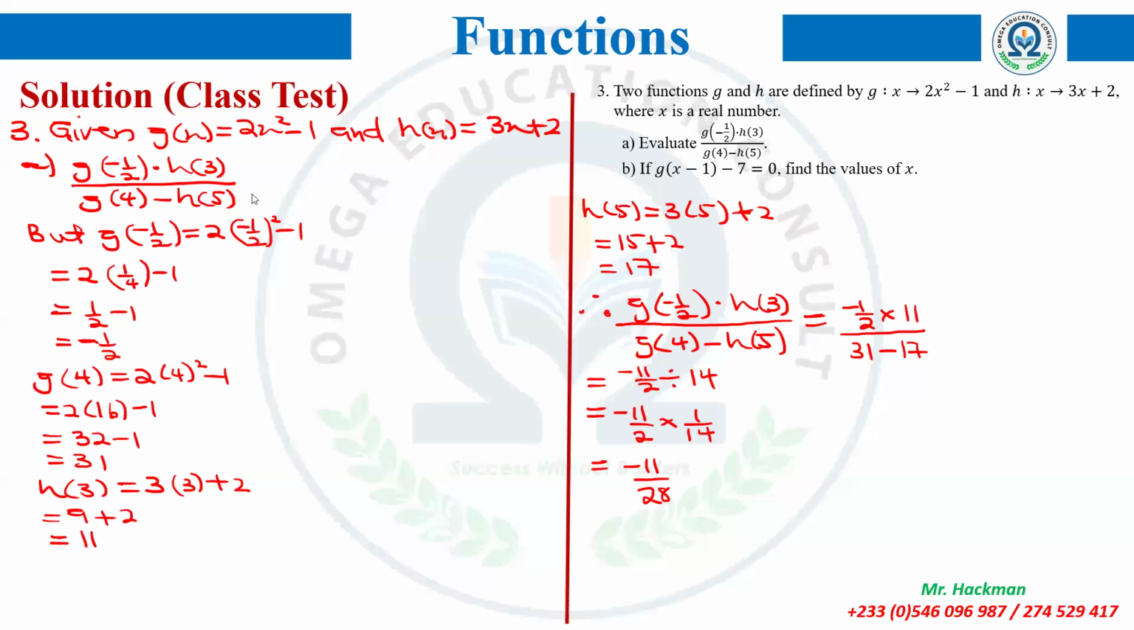Then you go and substitute. So you substitute your first, G of minus half, which gave you minus half. Then times, the dot is the same as times, this gave you 11, H of 3. So you substitute the values, then you come and simplify. The numerator multiplies, gives you this. So you move on to the next step.